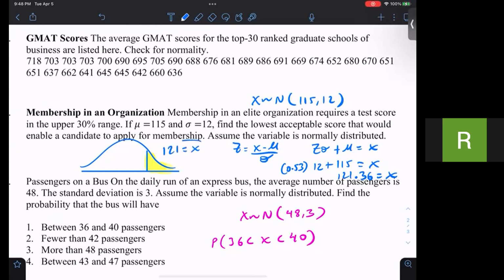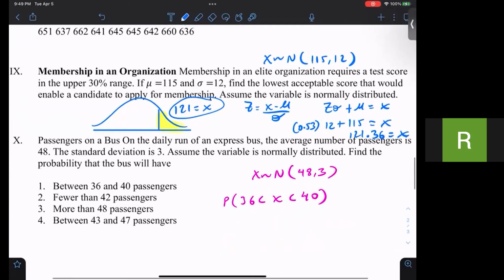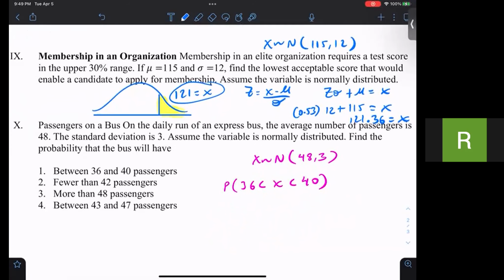So that's the lowest score that would enable a candidate to apply for a membership. So they must score 121. They had to score above the mean, and that makes sense. If you get something less than the mean, you know that you did something wrong. Okay, the next problem. That's the end of that problem.